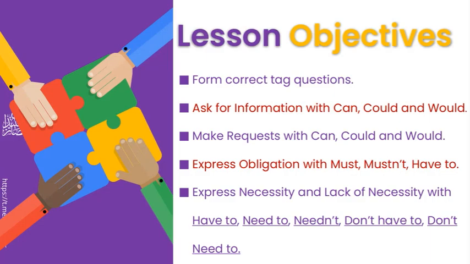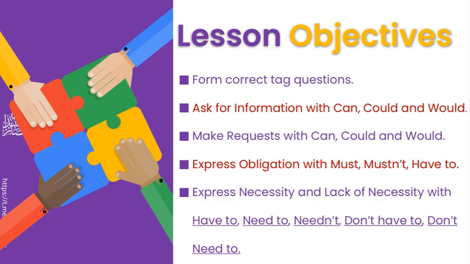Now let's take a closer look at the key points on this slide. First, we'll focus on how to form correct tag questions. These are those short questions at the end of a statement, like "You're coming, aren't you?" They're useful for confirming information and making conversations more engaging. Next, we'll explore how to ask for information using can, could, and would. These modal verbs help us inquire politely or make requests, depending on the situation.